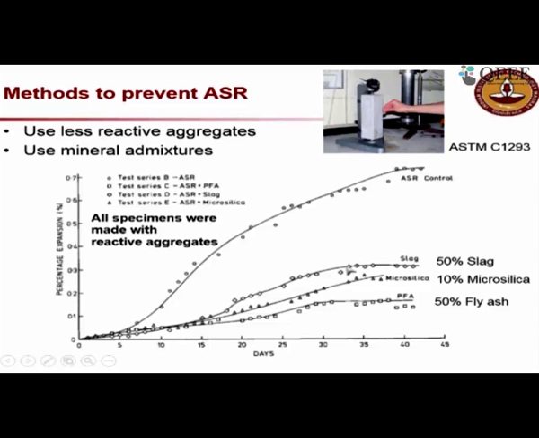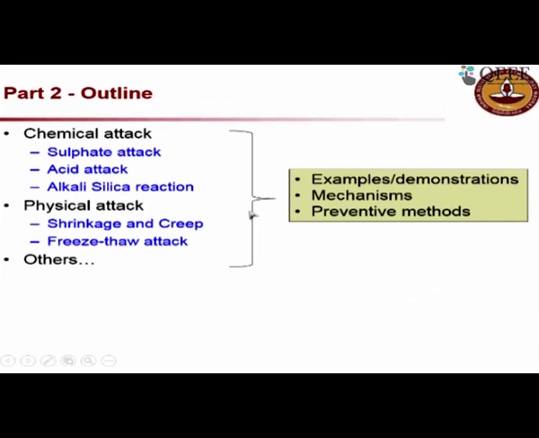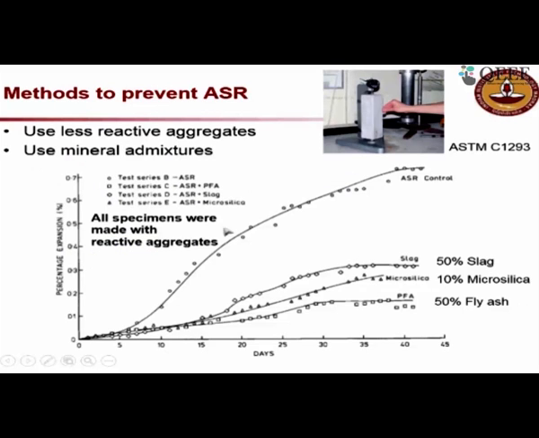So if you look at the percentage expansion, they made concrete prisms with all these different mineral admixtures and reactive aggregates. All will have ASR, but what we observed is that the expansion in the specimens with reactive aggregates and OPC was very, very high compared to the expansion in the concrete with slag, micro silica and fly ash. Here you see 50% replacement of fly ash. We normally don't go for this high replacement of fly ash. If you reduce this replacement, you might see a little more expansion, but definitely less than the expansion in OPC specimens. So this is a good way of controlling ASR, especially for new concrete structures. We can actually go for this technique.